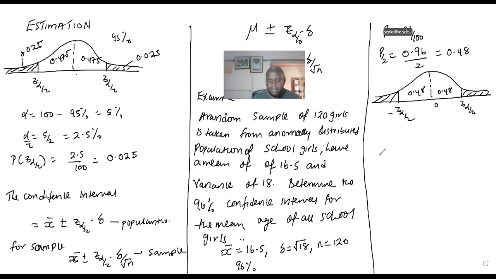Now, remember our formula states that you get the interval from x bar plus or minus z alpha over 2 times sigma over root of n. Now, we need to find z alpha over 2. We need to ask ourselves, what z value did we read to give us this probability from 0 up to z alpha? So, read z alpha over 2 from the table. What gives you 0.48? Go back to page 50.